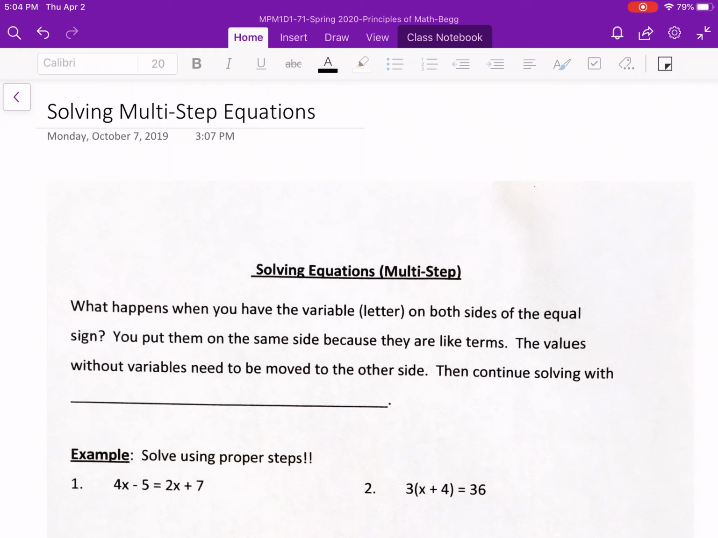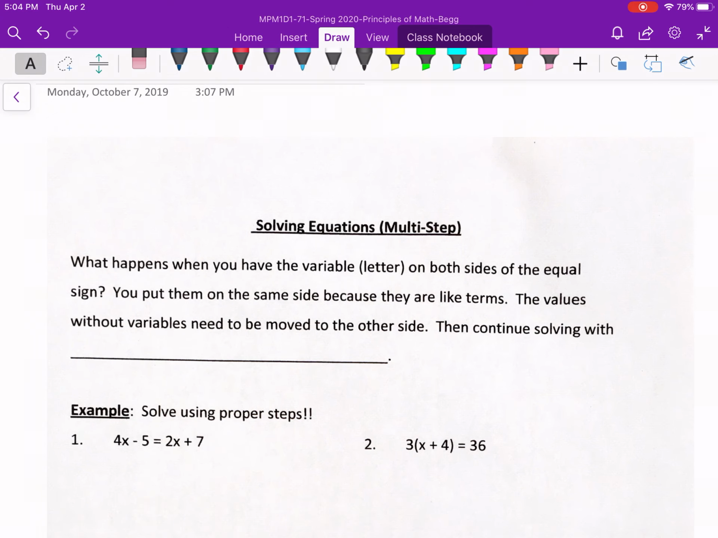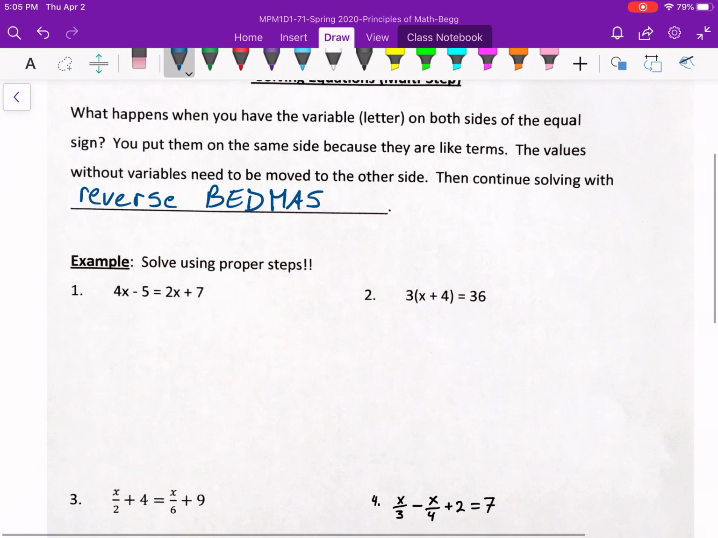Values without variables need to be moved to the other side. Values without variables are called constant terms. Then we continue solving by using opposite operations in the opposite order. So one way that we could say that is we could call that reverse BEDMAS. So opposite operations in the opposite order. So let's go through a couple of examples.